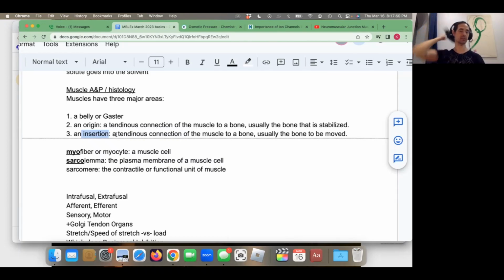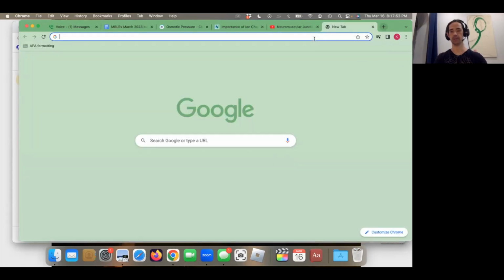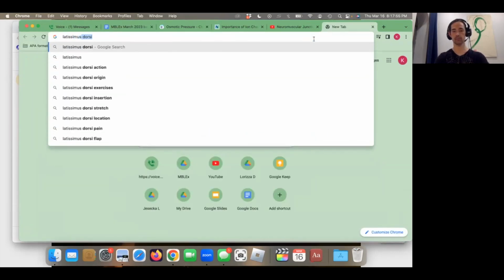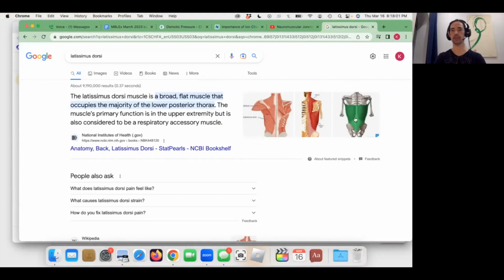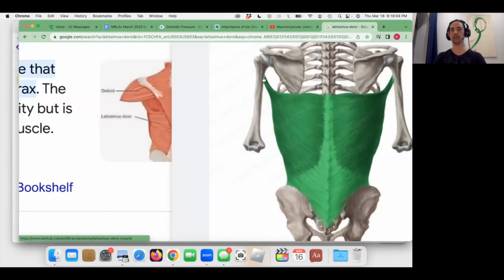So let's just look at the humerus and the thoracic vertebra. So the lat, because of its attachment, helps to draw the arm bone down toward the body, and also to internally rotate. It attaches to the inside, so it helps to internally rotate and draw the arm bone down toward the body. And this part over here, the humerus, the arm bone, is the insertion. It's the bone that's being moved.